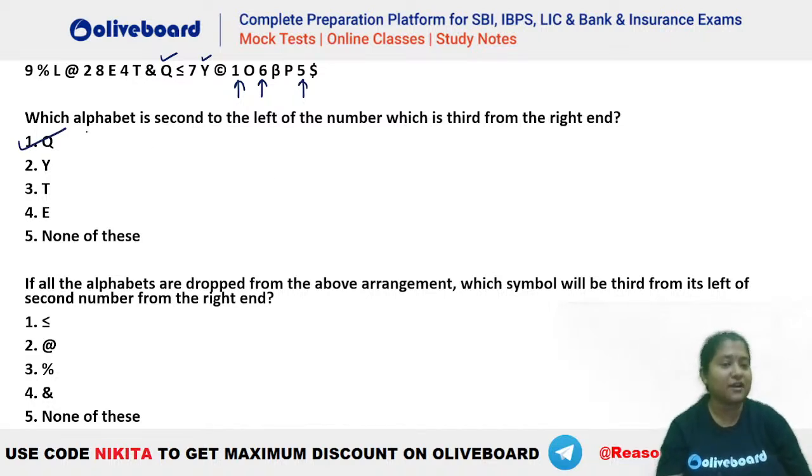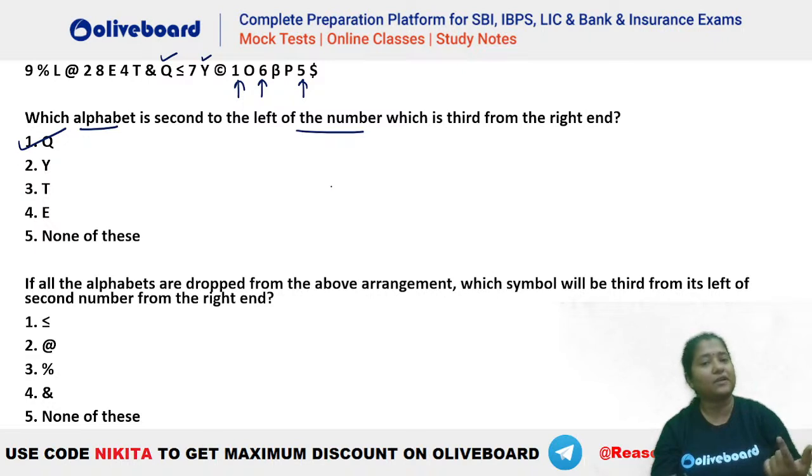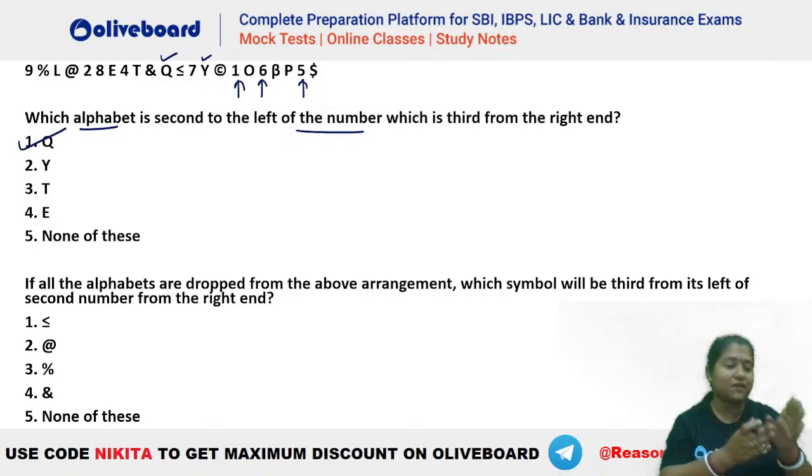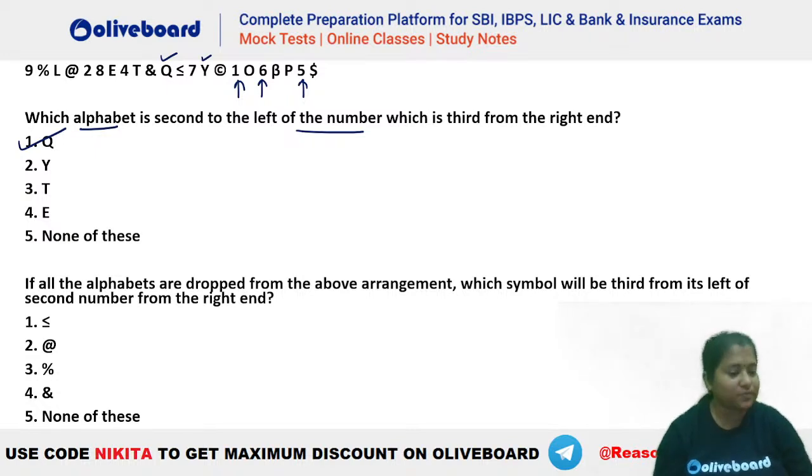Be careful. When we are talking about alphabet, you have to consider only alphabet. When we are talking about the number, you should be talking only about the number. So the number which is third from the right end is not P. Okay, be careful. P is not a number here. So the number which is third from the right end will be 5, 6 and 1. So 1 is the one which is going to be third from the right end. And in its second left, which is the alphabet? First left alphabet is Y, second left alphabet is Q. So Q would be the answer.